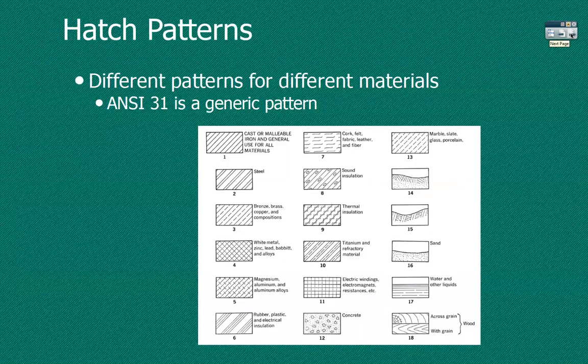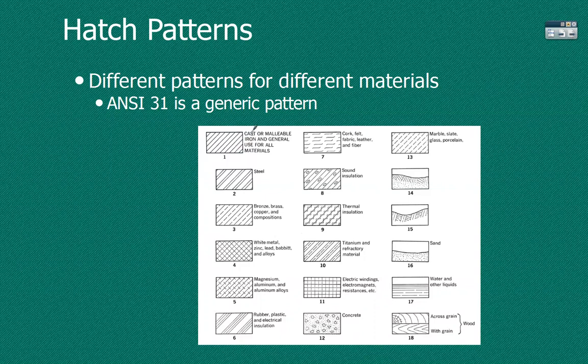We can change the pattern based on what the actual material is. So if we have an assembly and some parts are rubber and some are aluminum and some are steel, instead of just changing angles, we can actually change what the line type is, what the pattern is. That way you can see, okay, this part is steel, this one's rubber, this one's aluminum, whatever.